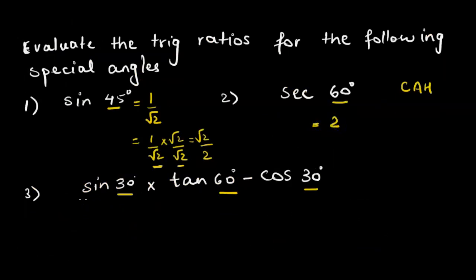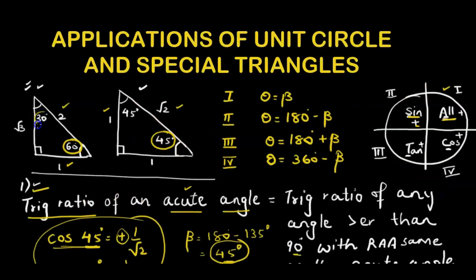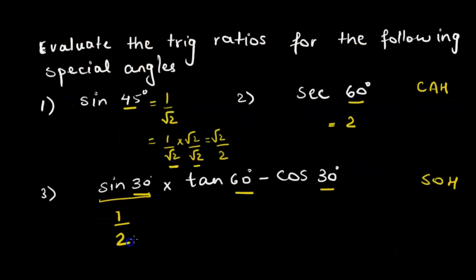Next, we have to find out the trigonometric sine ratio for 30 degrees. Again, we go to the 30-60 triangle. Sine is opposite over hypotenuse. We know this is 30 degrees. Opposite for 30 degrees is 1. Hypotenuse is 2. So this is going to be 1 over 2. Therefore, we write down sine 30 as 1 over 2.